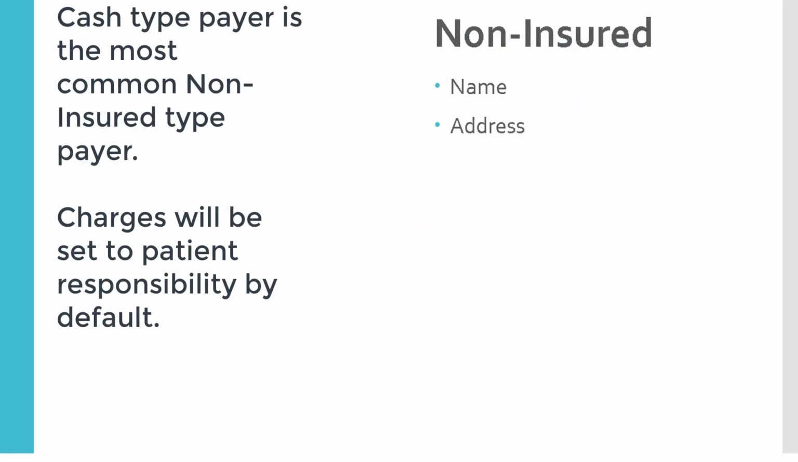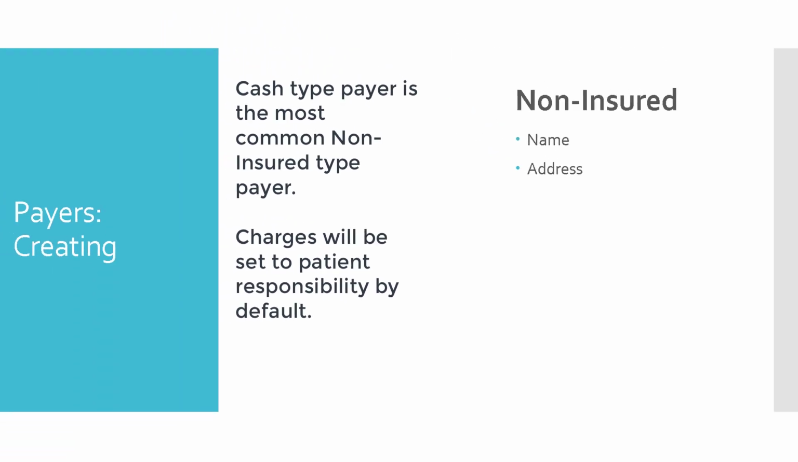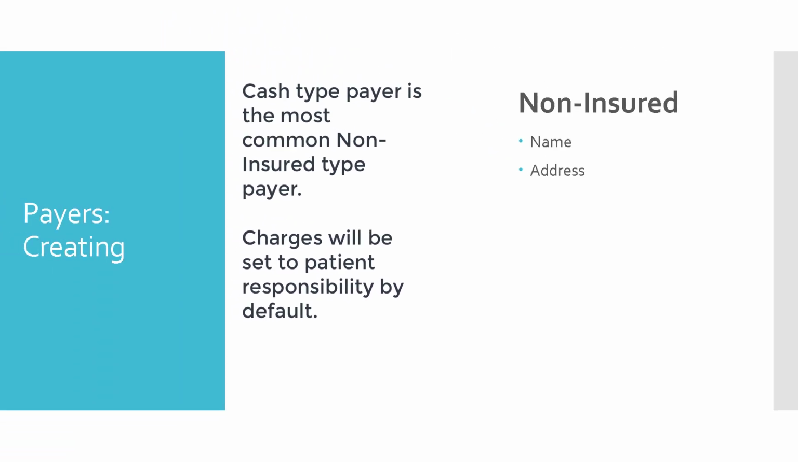If the payer receives claims on a statement, or if charges should be set to patient responsibility immediately, then the payer type should be non-insured. Non-insured also includes patients that are classified as cash. In your first personal training, we go over setting up a non-insured type payer called cash.